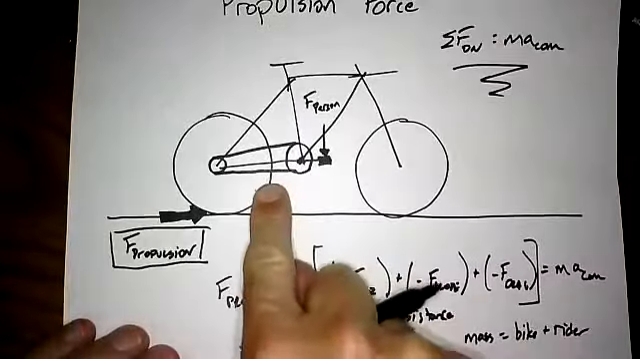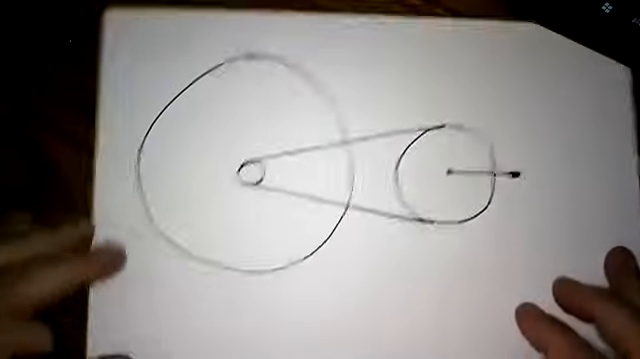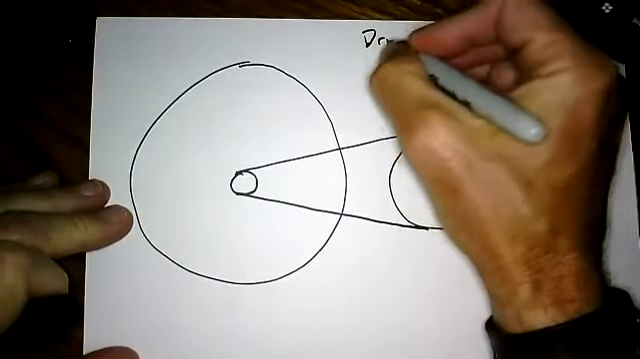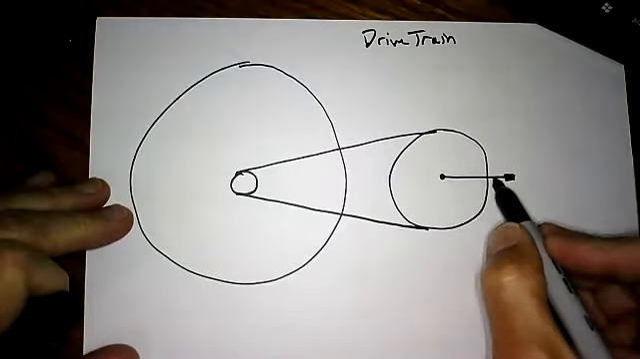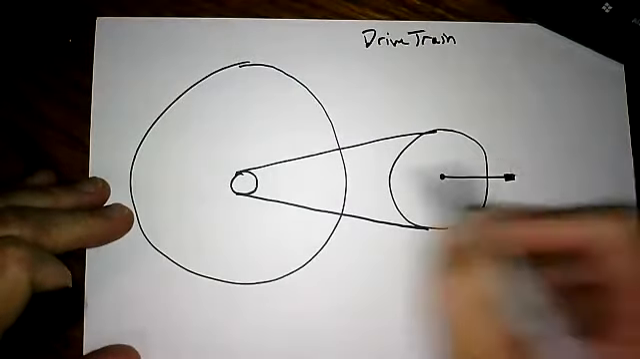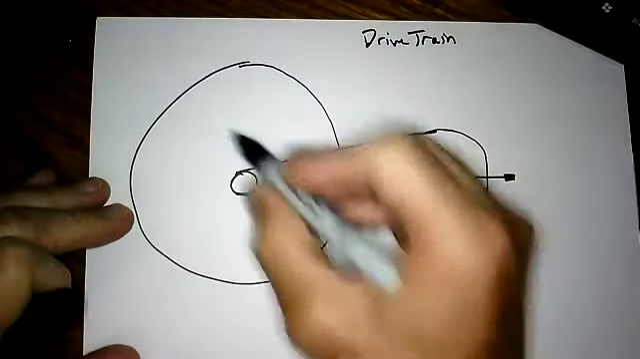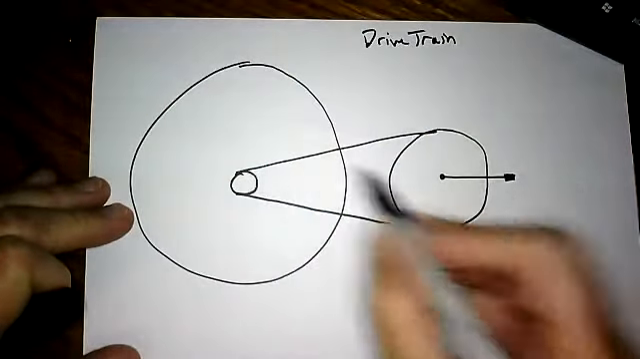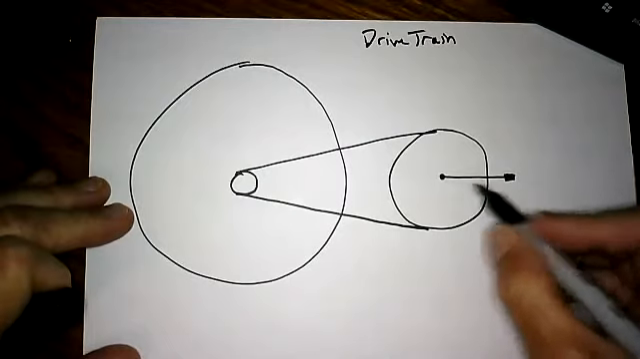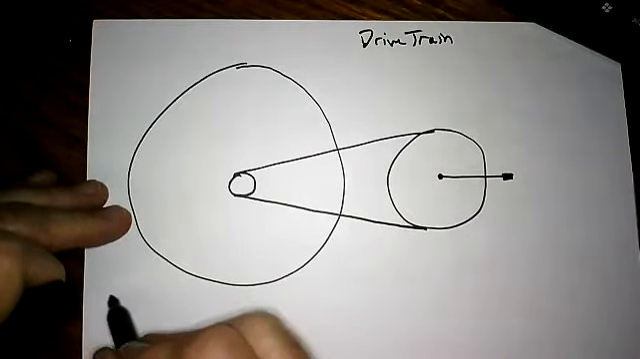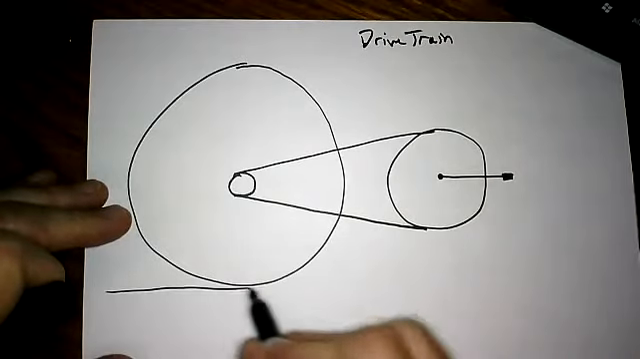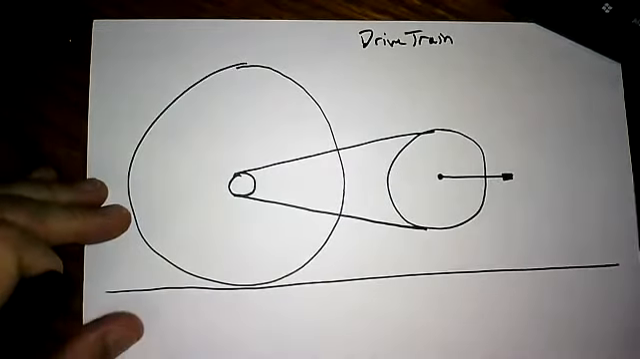Okay, so now I'm going to draw just the drivetrain. I've already sketched out some of it. This is the drivetrain, which consists of the pedal, the crank, the big chain ring, the small chain ring, the rear cassette, and then ultimately the wheel and the chain as well. Okay, so you should know all these parameters from the bike anatomy video. And then this is the ground right here. And I'm not drawing the rest of the bike.